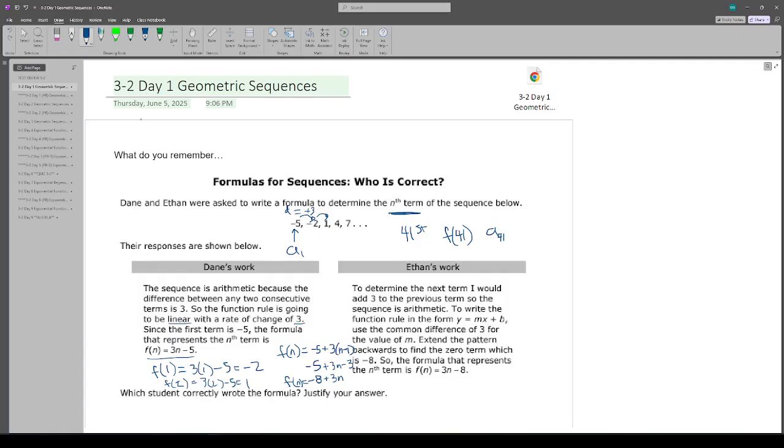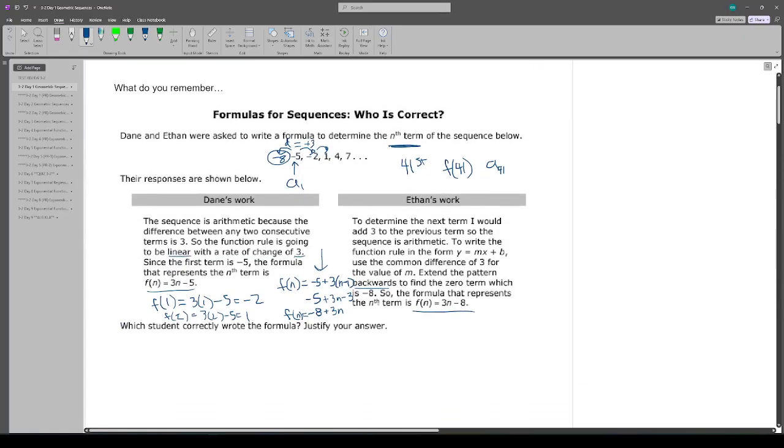Let's see Ethan. So Ethan would add 3 to the previous term, so it's arithmetic. That's true. To write it in y equals mx plus b, use the common difference of 3, yes. Extend the pattern backwards to find the 0 term. Or we base the formula on term 1 and simplify it into explicit form. So either of those are valid. So the way this is explaining is that we need to go backwards one term to -8, and that gives us our 0 term. So Ethan's work is correct. I actually would prefer if we write the explicit formula and simplify it into simplified explicit, but this kind of shortcut also works as well.